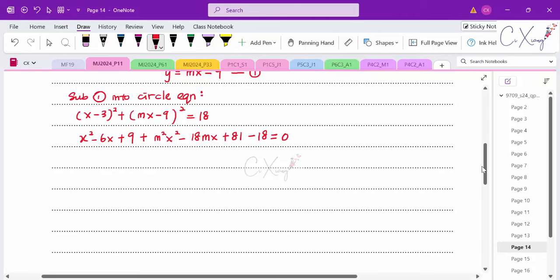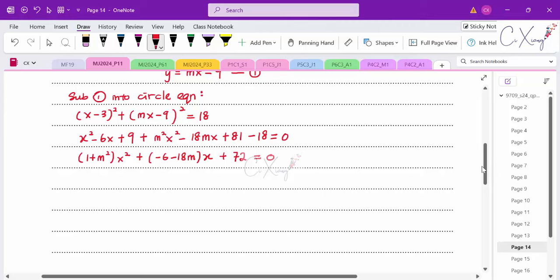Okay, so you can see that this is what I have, and now I want to group all the x squared together. So I factorize out the x squared from all the terms of x squared. So I'm having 1 plus m squared, then bracket x squared. I also want to group all the terms with x together. So I'm having negative 6 minus 18m, factorize out the x. And then simplify the constant term. I'm having 72 equals to 0.